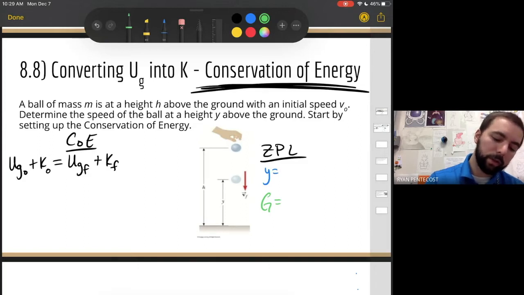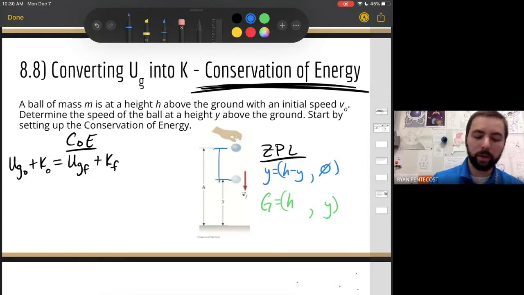So let's say we start at the ground, right? Our y naught is h, and our y final is y. But if we set our ZPL at y, then our initial height, our y initial, would be h minus y, and then our y final would be 0, right? So it depends on which one you want to do, okay?